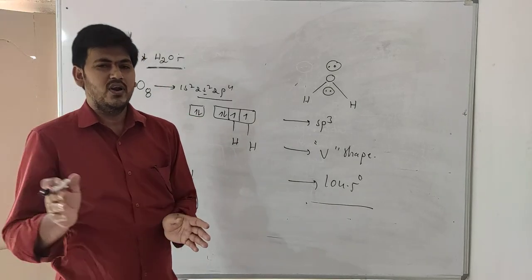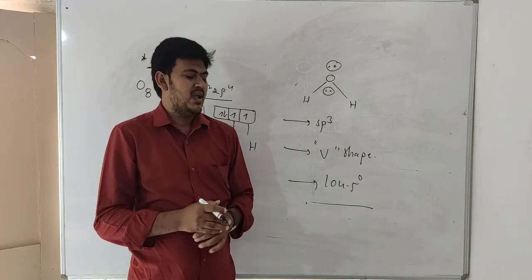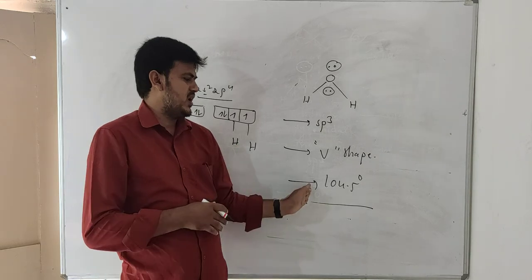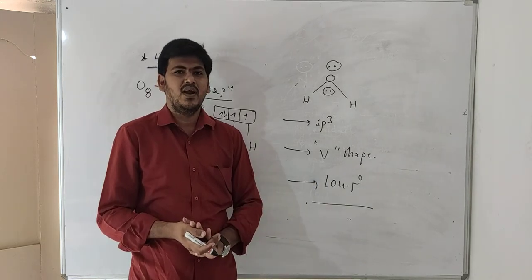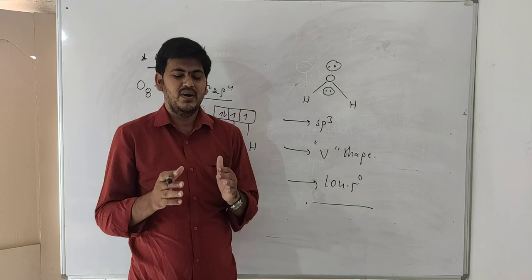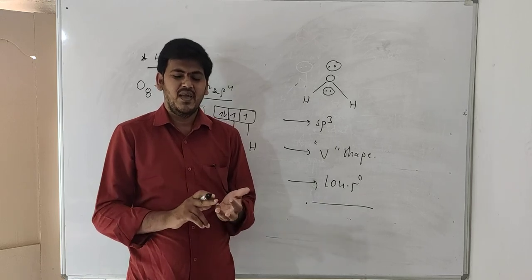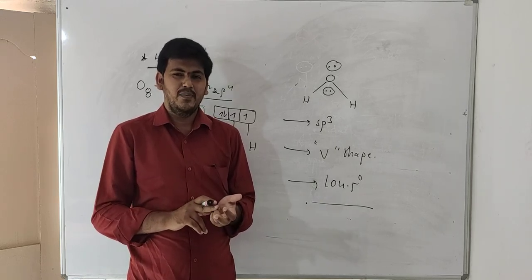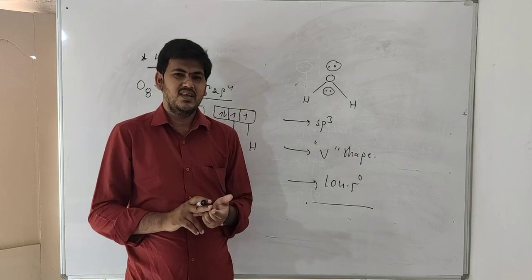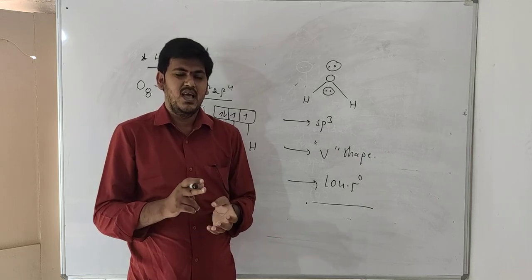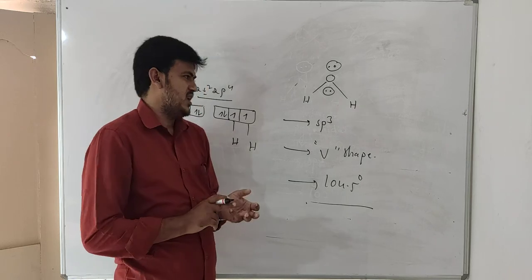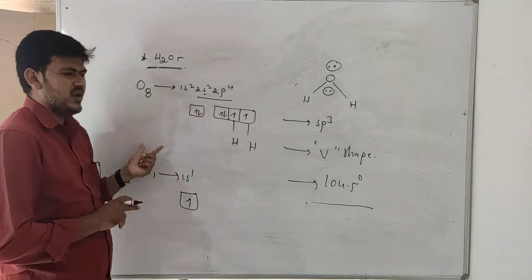So ammonia has approximately 107 degrees, and the water molecule has a bond angle of approximately 104.5 degrees. So this is the hybridization concept: sp hybridization, sp2 hybridization, sp3 hybridization, sp3d hybridization, sp3d2 hybridization. Next, the ammonia molecule. Next one, the water molecule.